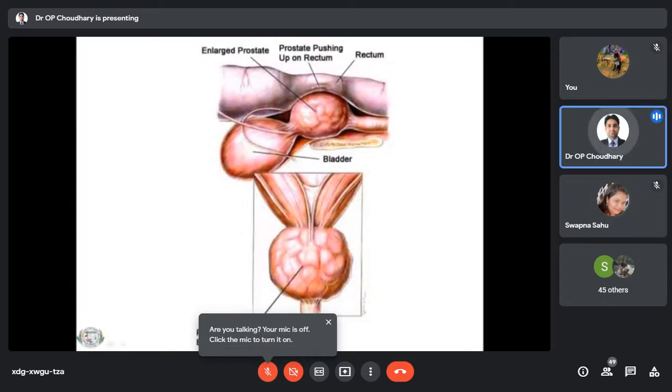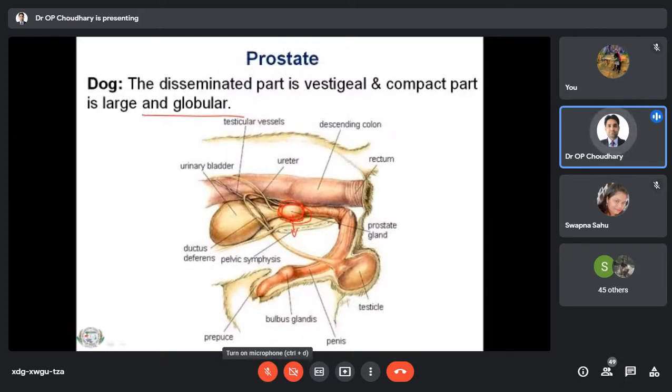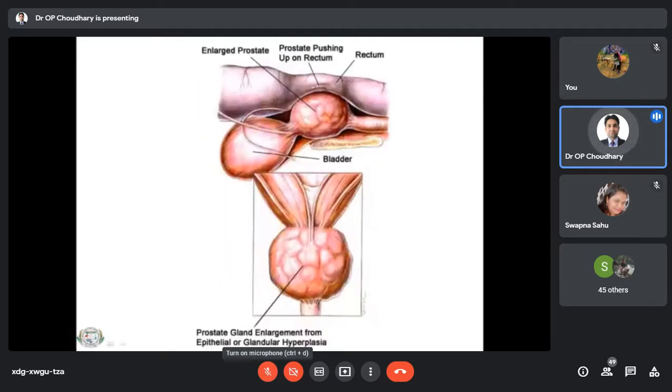So in case of the dog, the prostate gland is large and globular as compared to other animals. When there are disease conditions related to the prostate gland in the dog, it may enlarge, which can directly cause blockage of the rectum, because it will be enlarged and put pressure on the rectum. So in dogs, a disease condition related to the prostate gland may block the rectum.